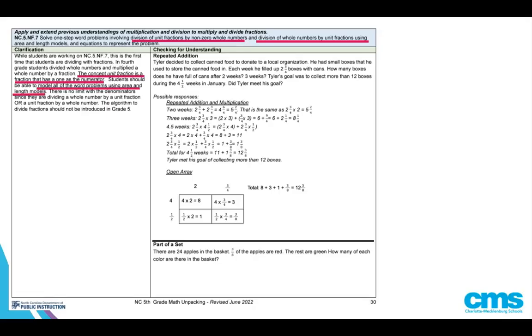I also notice that just like with multiplication, area and length models should be used to solve problems involving fraction division. And I also want to say that this statement is a little confusing where it says no limit to the denominators. It actually means not limited to 2, 3, and 4 like multiplication. Students will still experience the same denominators that they have been experiencing so far in elementary school: halves, thirds, fourths, fifths, sixths, eighths, tenths, twelfths, and maybe hundredths.